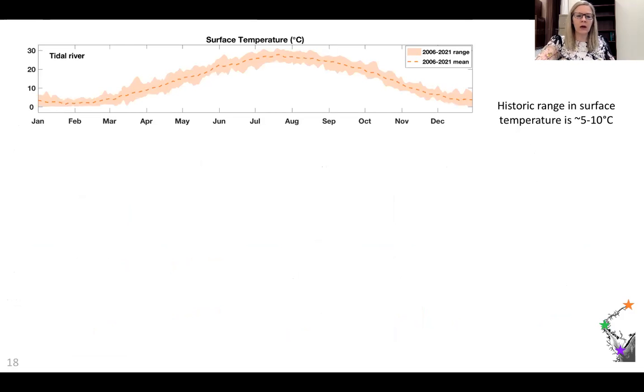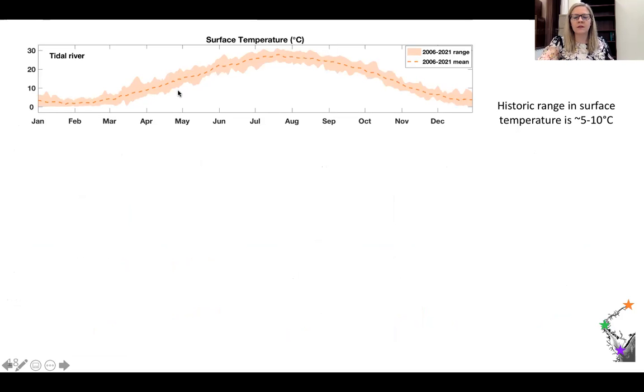Okay, so another way to look at this data: if we take these long time series and average the data by year day, this is what I'm plotting. Year day is on my x-axis and surface temperature on my y-axis. Right now I'm showing the data from the tidal river, and the historic range is shown in the shading, and the dashed line is your mean over that period.